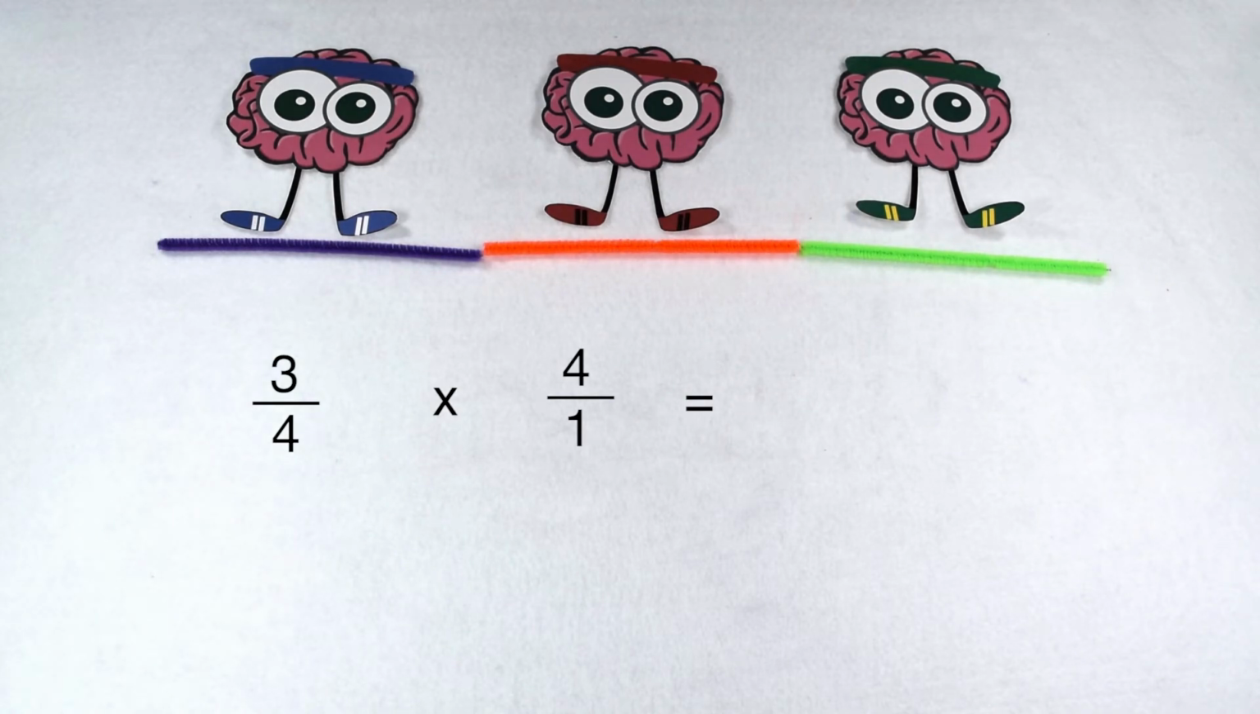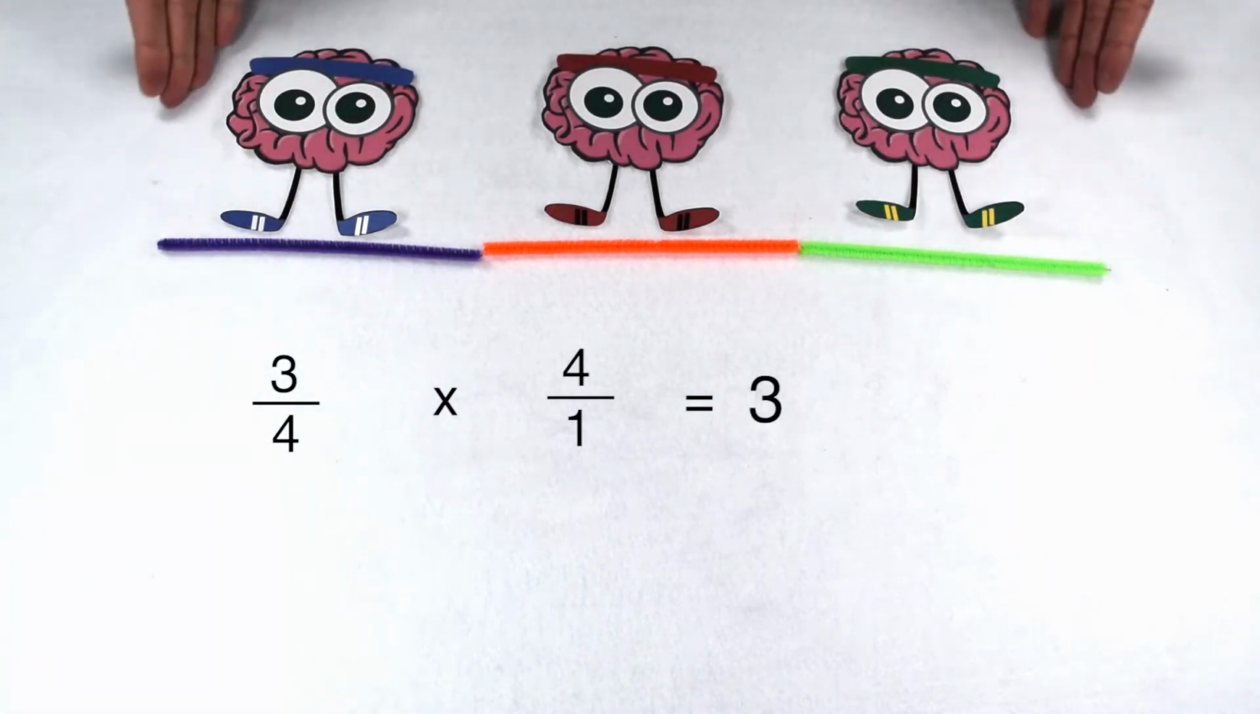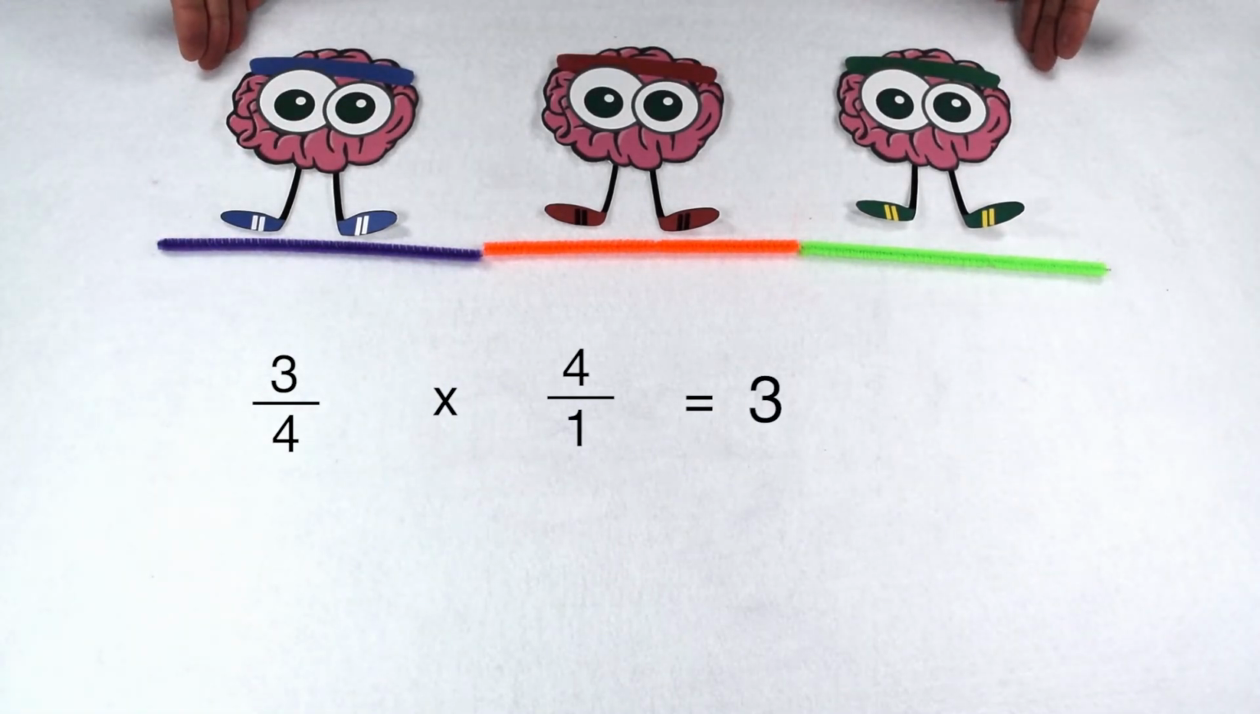We can go ahead and multiply our numerators. 3 times 4 gives us 12, and then multiply our denominators. 4 times 1 gives us 4. 12/4 is an improper fraction that we then need to simplify. I can do this by dividing numerator by denominator. 12 divided by 4 gives us 3, so we can see we're still going to need 3 people on our relay team.